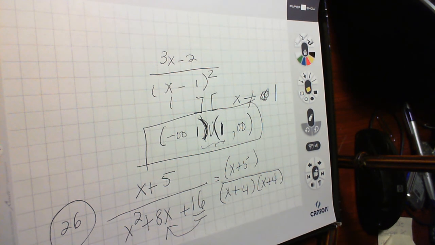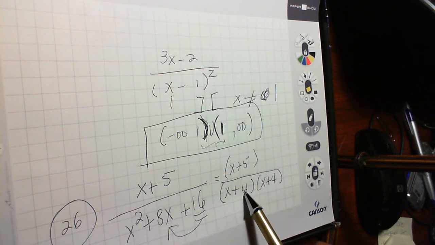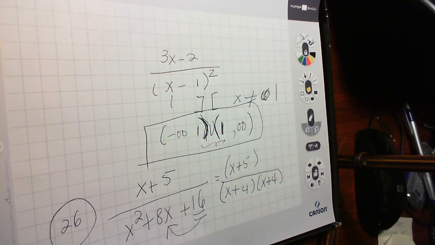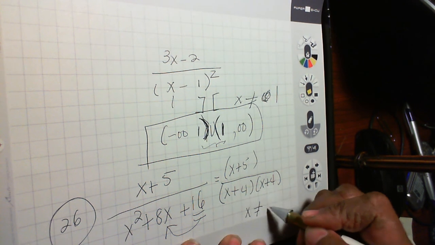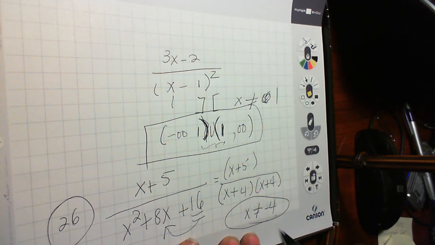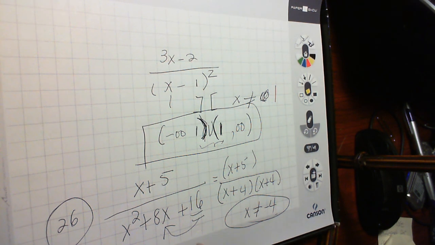Let's double check. X squared, yes. 4x plus 4x gives me 8x, and 4 times 4 is 16. So what's the domain here? The domain is all reals except for minus 4, because x cannot equal minus 4. If I let x be negative 4, that will cause me to divide by 0, and I'm not allowed to divide by 0.